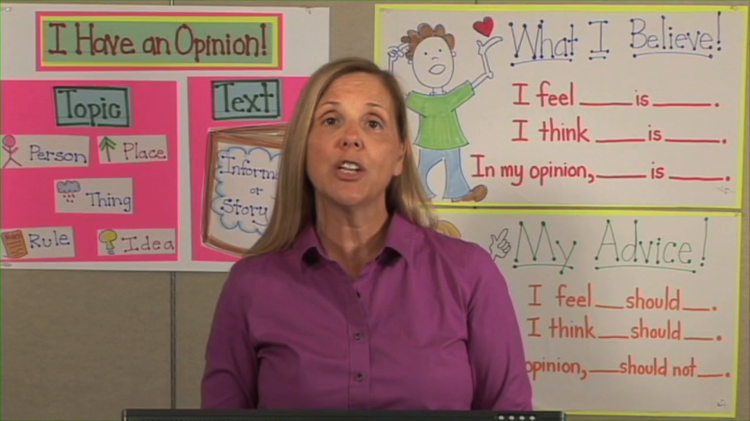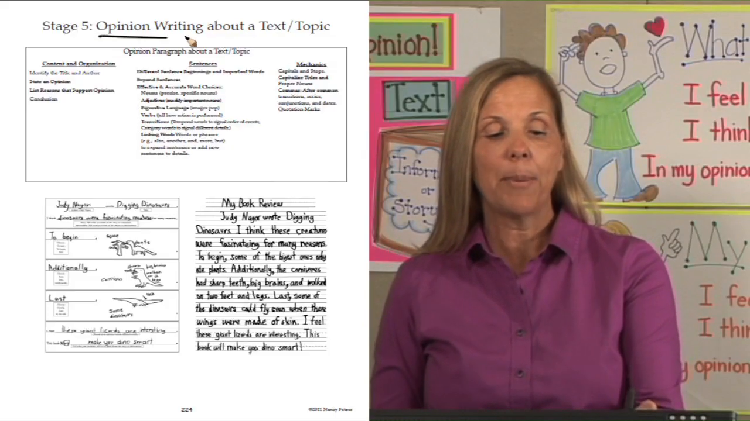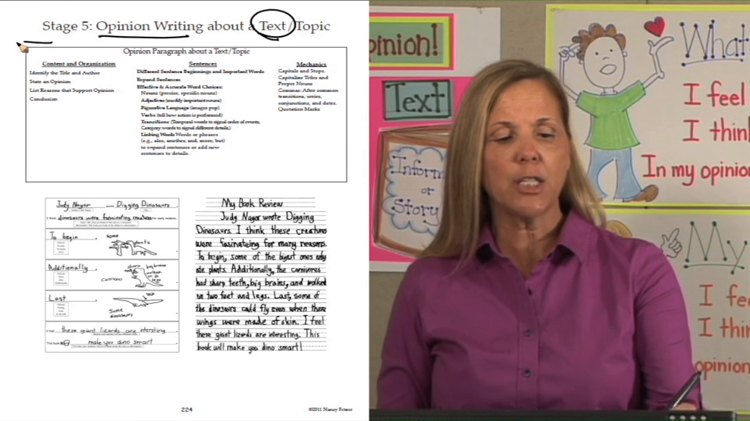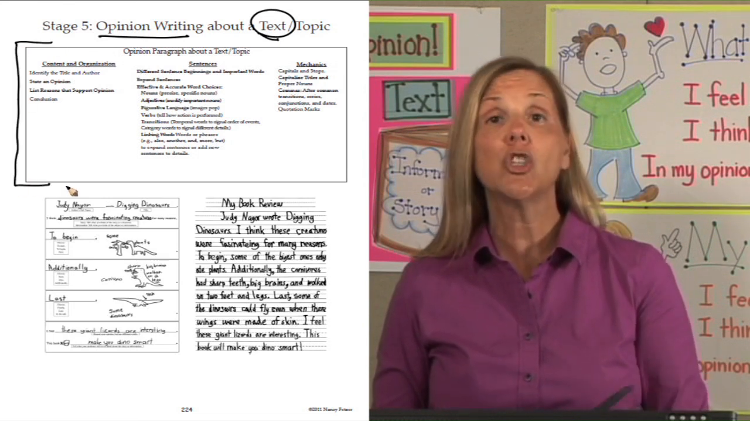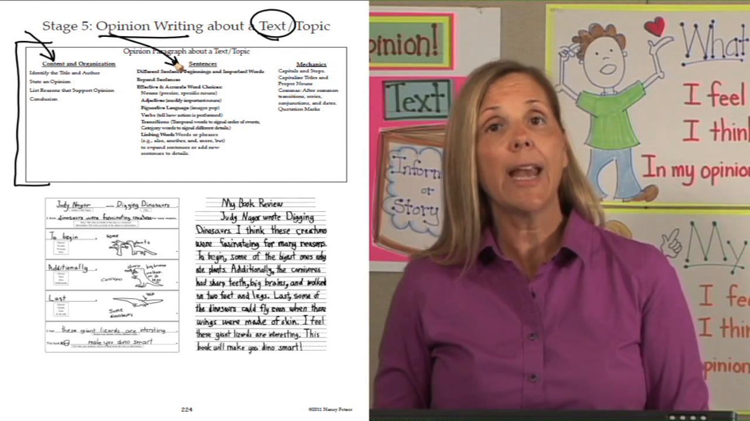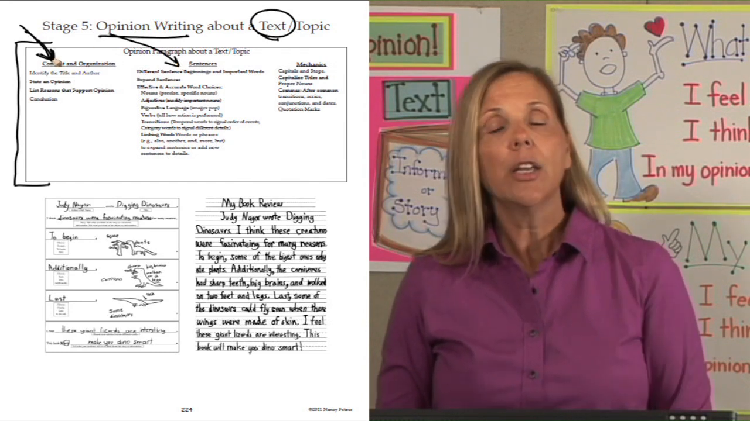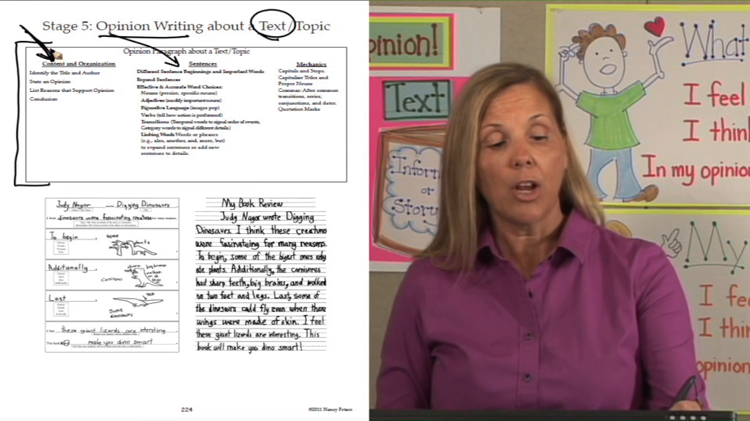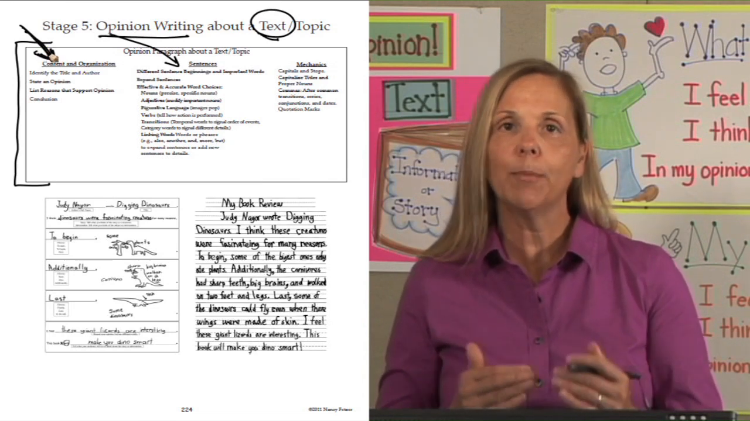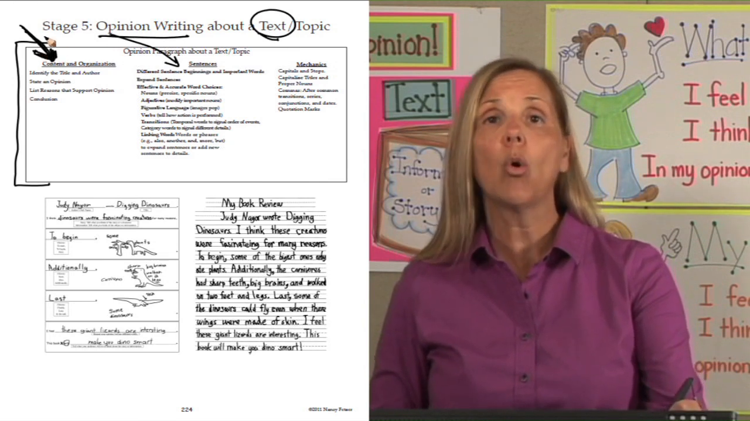Please turn to page 224 for opinion writing about a text. On the top of this page, you will notice that I have a checklist. This checklist is for you to use so that you can analyze your students' writing. You want to check that they have the content, what is it that has to be an opinion, are all those elements in place, and are they organized?